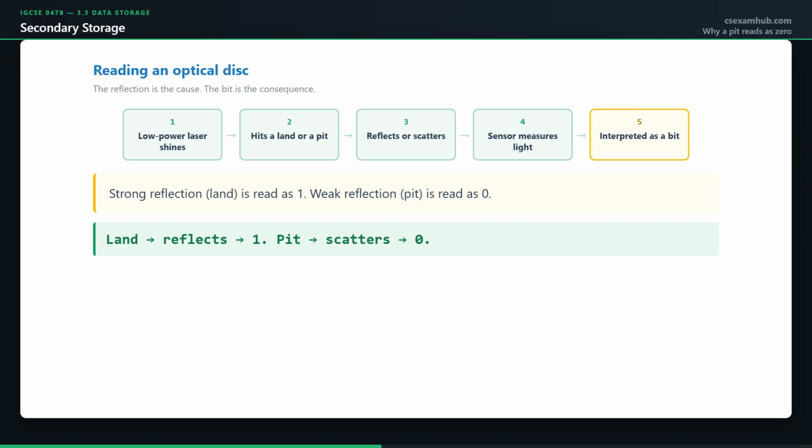And this also explains the capacities. A CD holds about 700 megabytes, a DVD about 4.7 gigabytes, a Blu-ray 25 gigabytes or more.